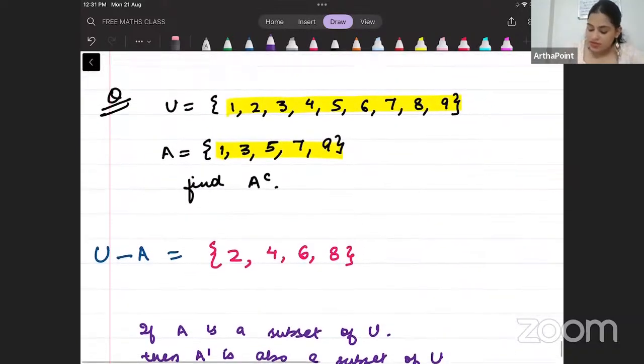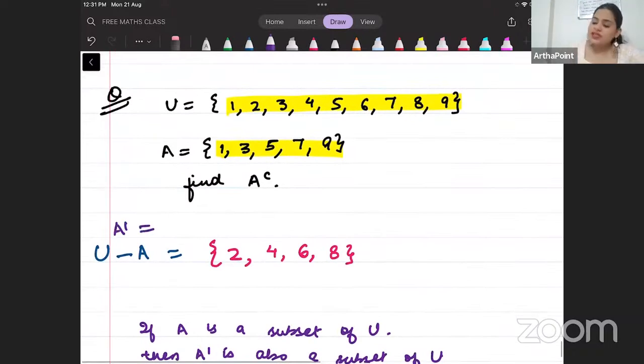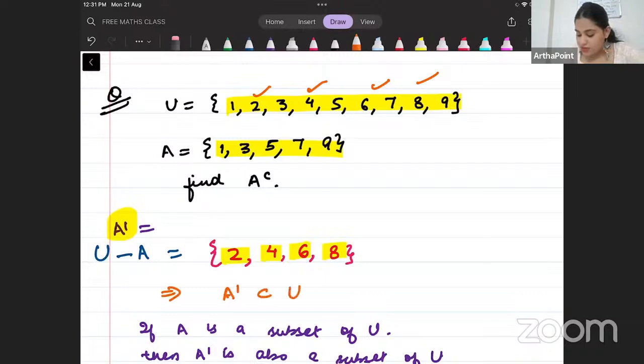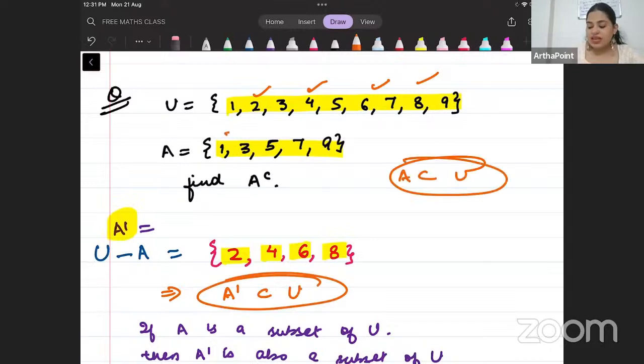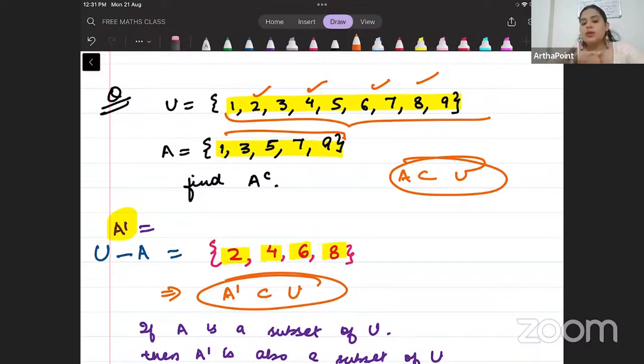Just think about this. This is A complement. What A complement did I get? I got 2, 4, 6, and 8. Does it belong to my universal set? It does. So this implies that A complement is a subset of U. A is also a subset of U because all of A's elements were there in U. So when A is a subset of U, A complement will also be a subset of U. That has to be there.